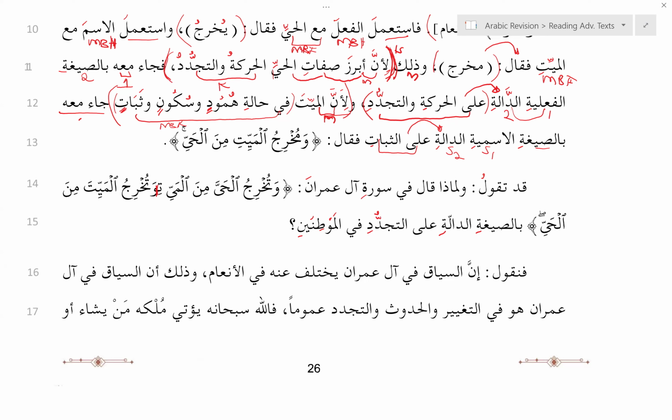So he says, you could say, why then did Allah mention in Surah Al Imran, in both cases, the form that indicates renewal? Why did he use the جملة فعلية in both cases, of the dead and the living? He used both, as you see: تخرج الحي, تخرج الميت. So you see, both cases are جملة فعلية. This happens in the Quran.